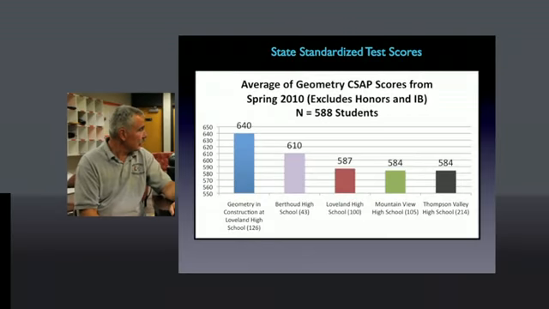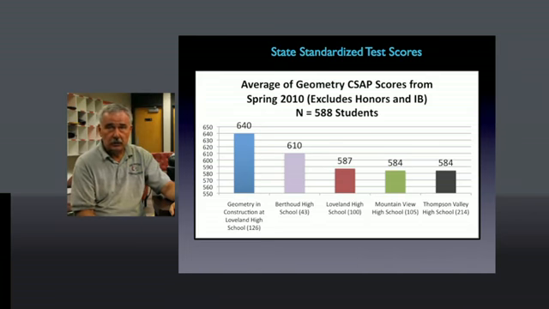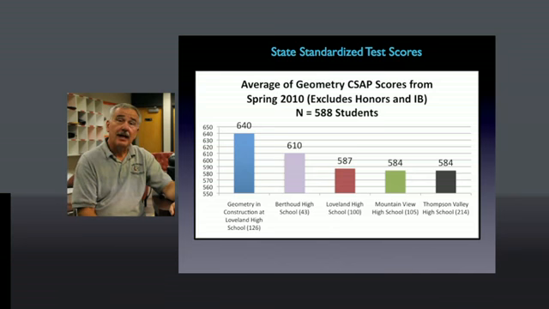If you look at the scores for our geometry and construction kids, which is predominantly all 9th and 10th graders in our building, 95% of them, we scored a 640. If you compare that to some other schools in our district, Berthoud High School is our math and science magnet. They scored a 610. If you look at our 4-wall classroom here at Loveland High of geometry kids, they scored a 587. Mountain View High School is our arts school as well as our Project Lead the Way school at 584. Thompson Valley High School is considered our AP school. All schools in our district have sort of a label. Our AP school scored a 584.